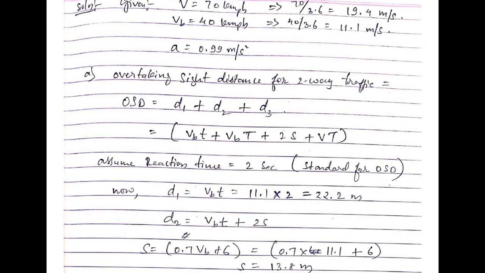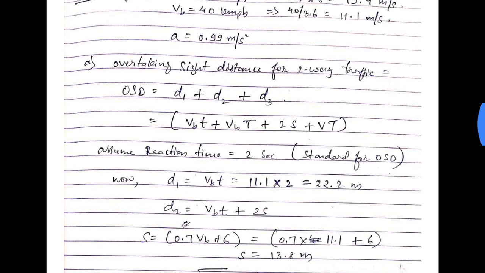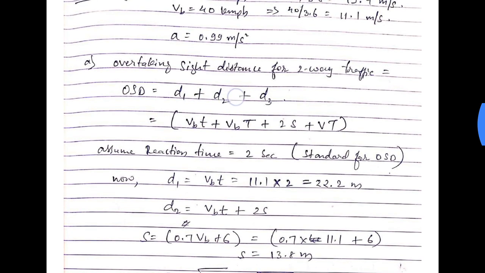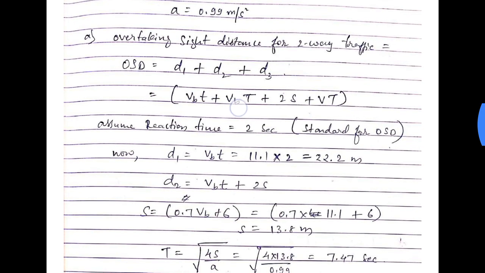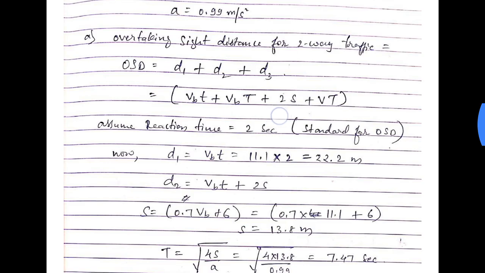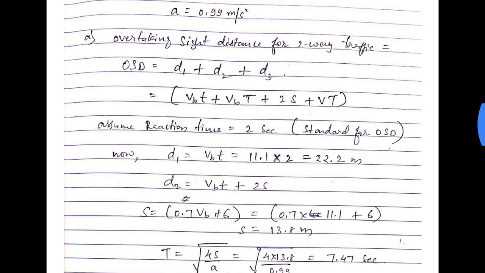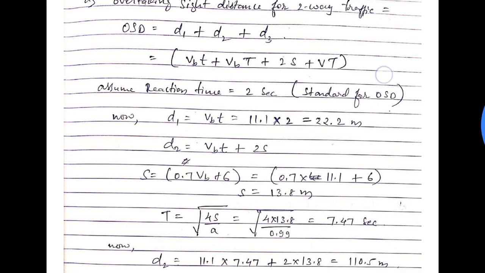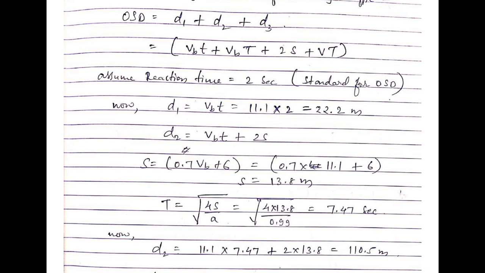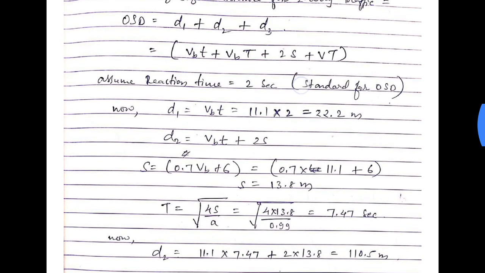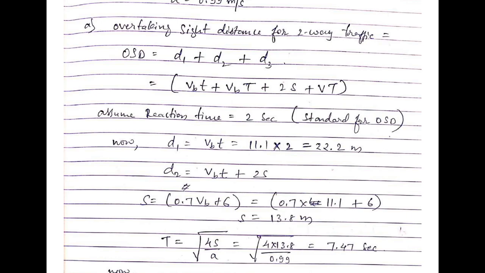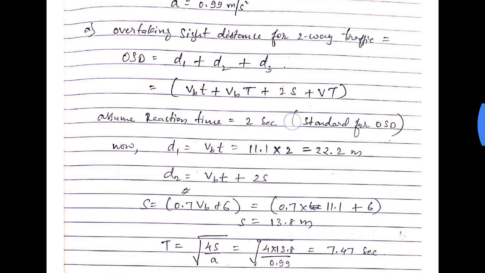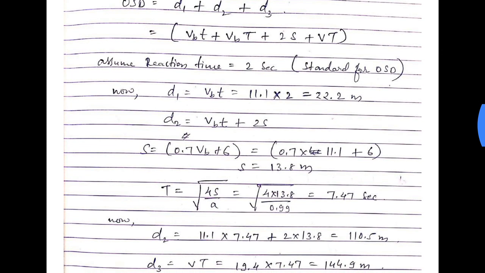Now the formula for overtaking side distance for two-way traffic is OHD equal to D1 plus D2 plus D3, where D1 is VB into small t, D2 is VB into capital T plus 2s, and D3 is capital V into capital T. Now the value of small t, that is the reaction time, we assume as 2 seconds, that is standard as per IRC. For OHD we need to consider a reaction time of 2 seconds.